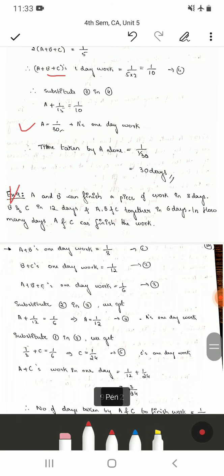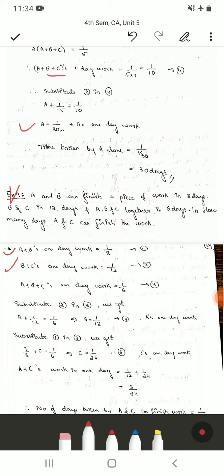So, the ninth question is: A and B can finish a piece of work in 8 days, B and C in 12 days, and A, B and C together in 6 days. In how many days can A and C finish the work? So again, write the given information in terms of one day work. A plus B can finish 1/8 of the work in one day. Take it as equation 1.